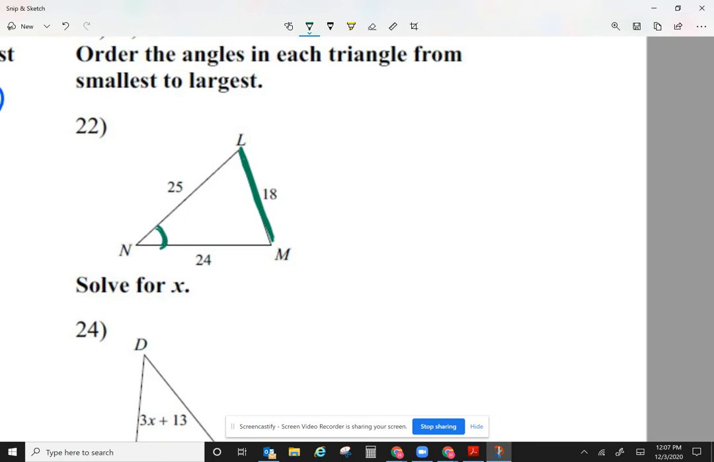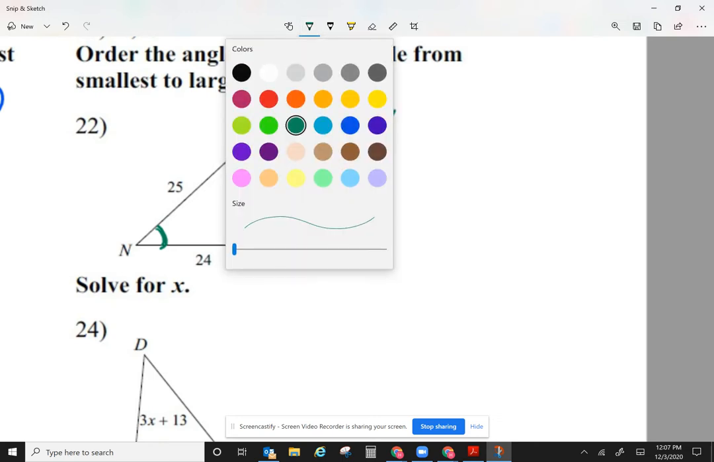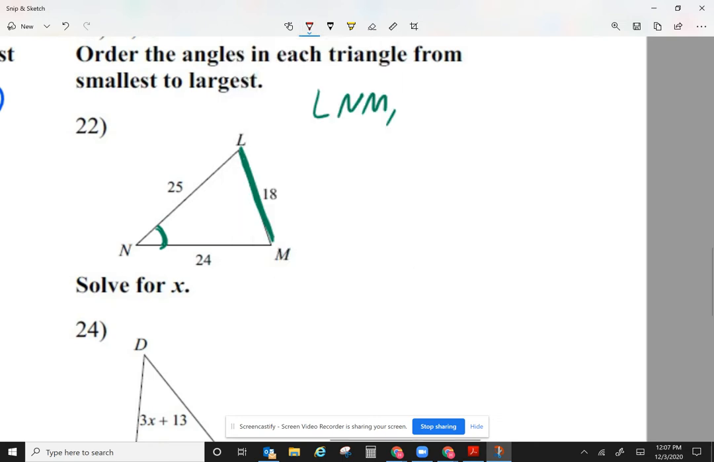When it comes to angles, we use three letters. Make sure N is in the center. So I'm going to say L and M. Then I move on. After 18, going from small to large, the other side is 24. 24 is opposite from that angle. So I'm going to call this NLM. Right? L is important. We put L in the center.